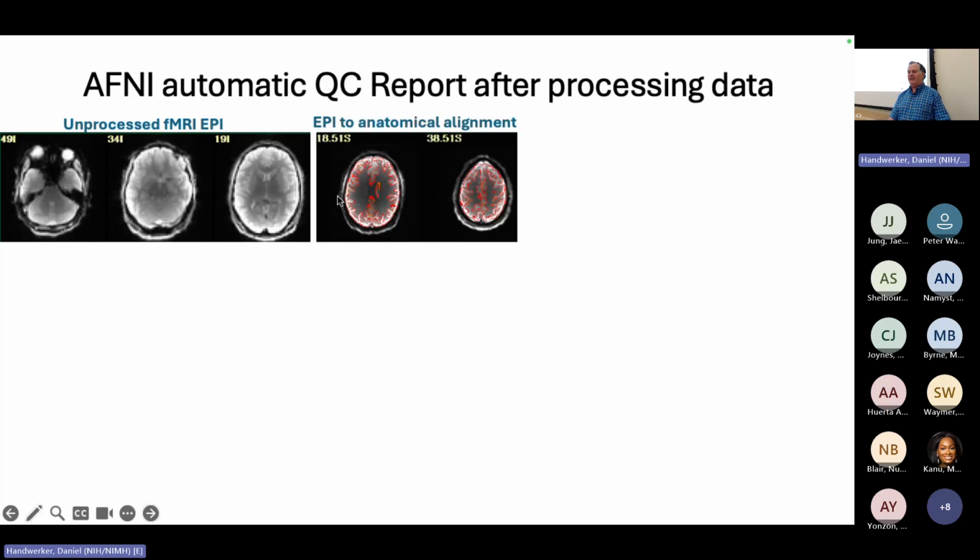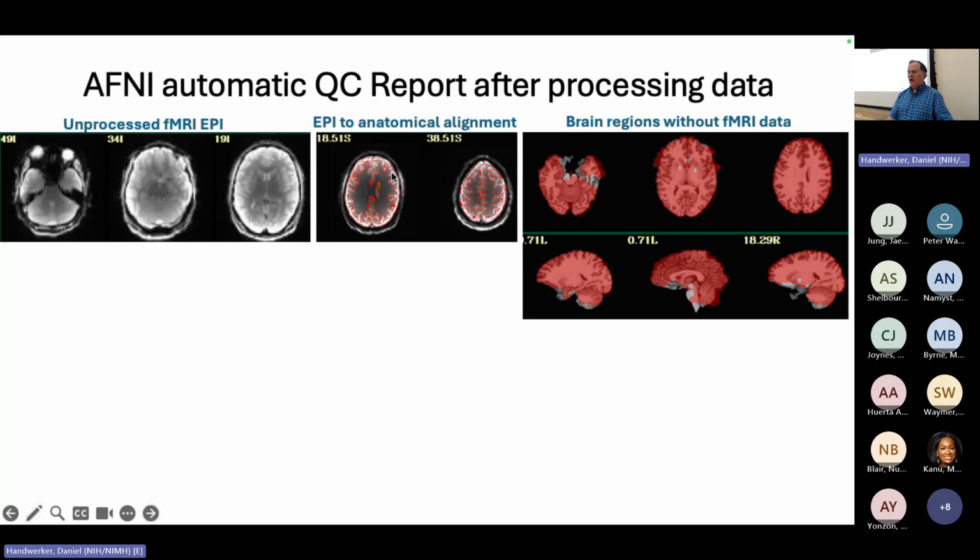You have alignment in your anatomical. So when you line them up, do they line up? That also helps see if there's any significant distortion. What areas do you have dropout? So in this subject, here's the area, these are the dropout areas versus the brain.